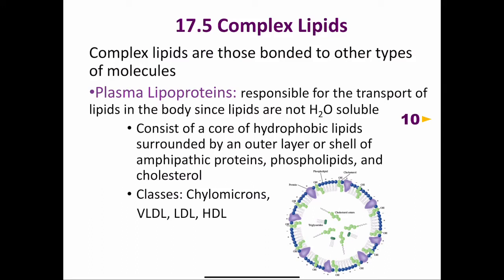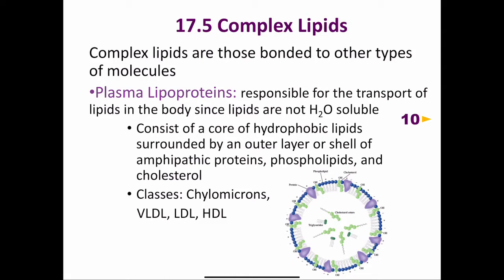Complex lipids are lipids that are bonded to other types of molecules. The most common and important complex lipids are plasma lipoproteins, which are responsible for the transport of other lipids in the body. Lipids are only sparingly soluble in water, and the movement of lipids from one organ to another through the bloodstream requires a transport system that uses plasma lipoproteins.